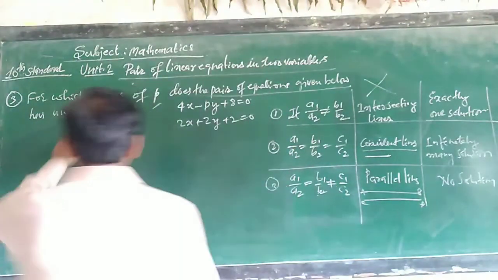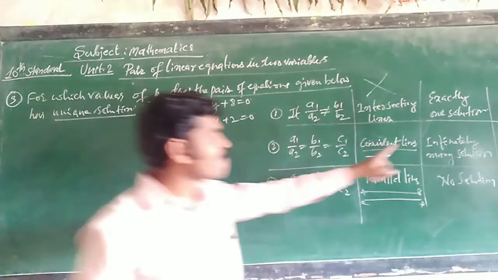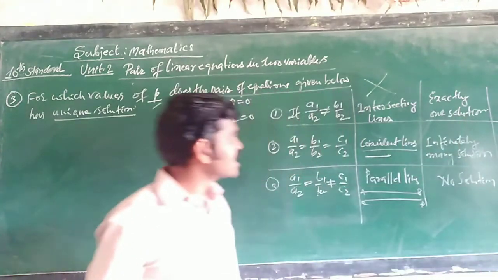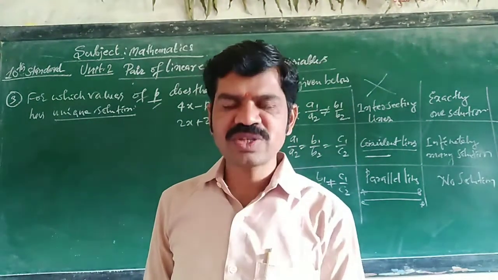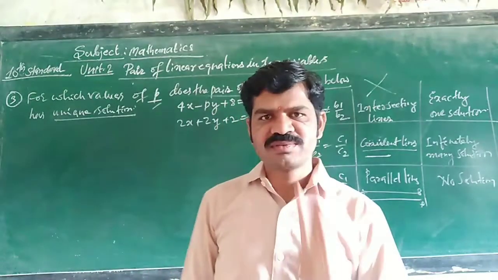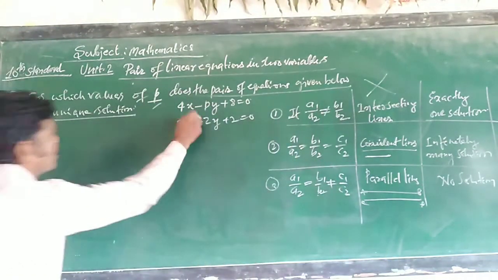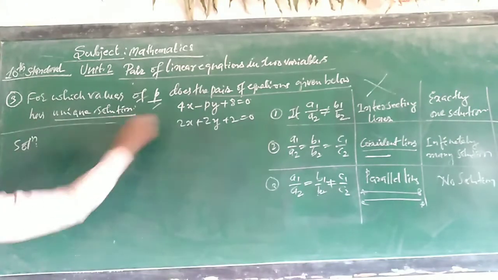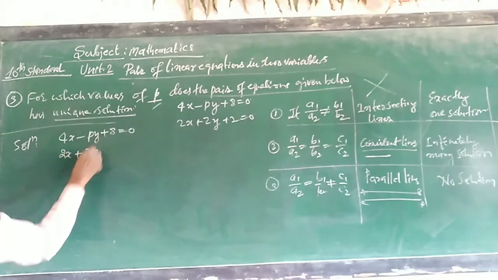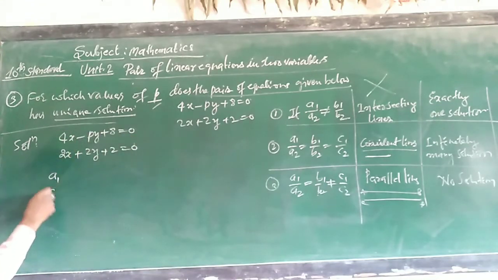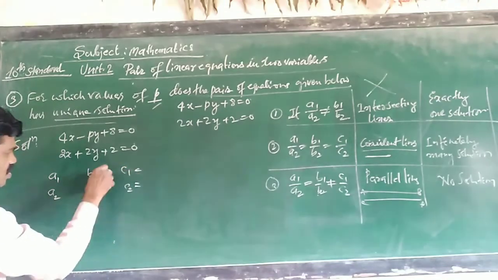See here, for which value of p does the pair of equations given below have a unique solution? Exactly one solution, in the sense of unique. There should not be another one. If there is only one solution, then that is called a unique solution. Let us extract the values. Here 4x minus py plus 8 is equal to 0, and 2x plus 2y plus 2 is equal to 0. The values of a1 and a2, b1 and b2, and c1 and c2 have to be extracted out.